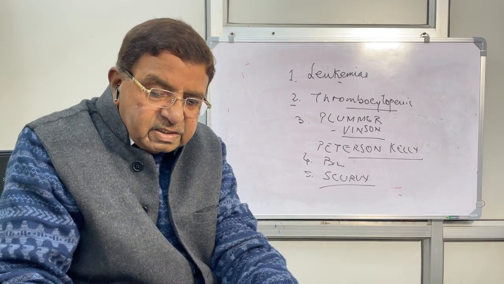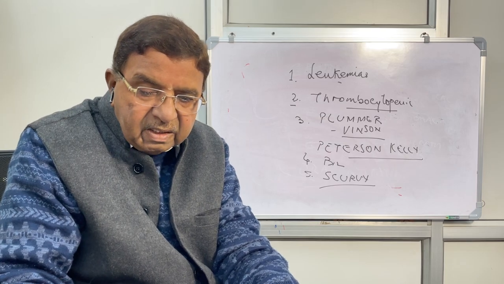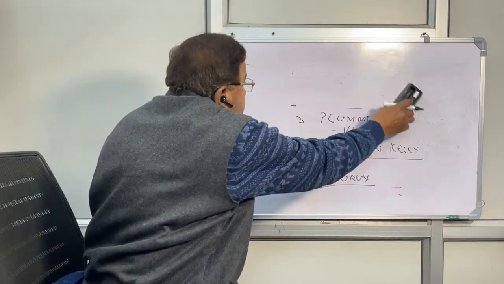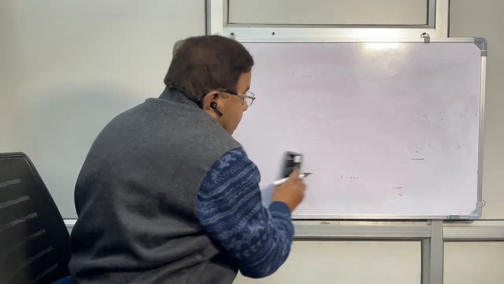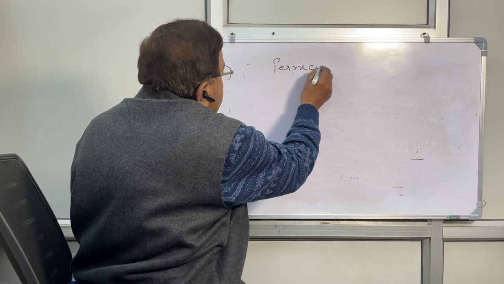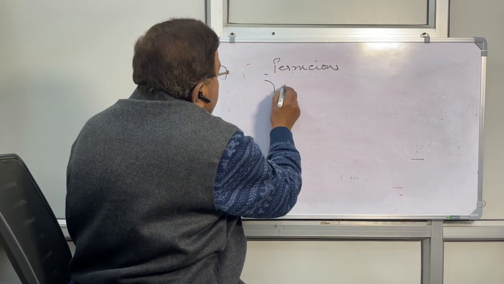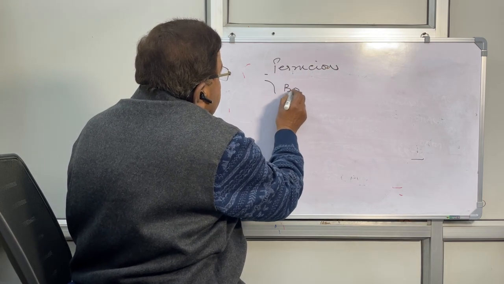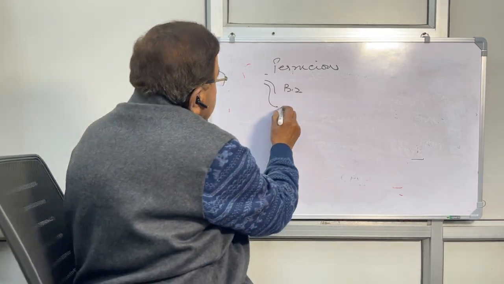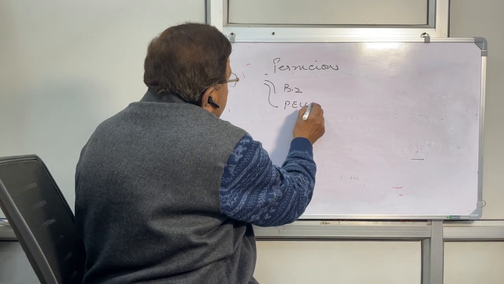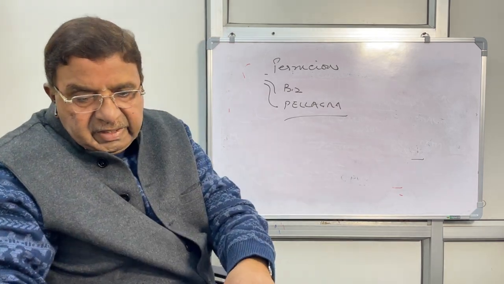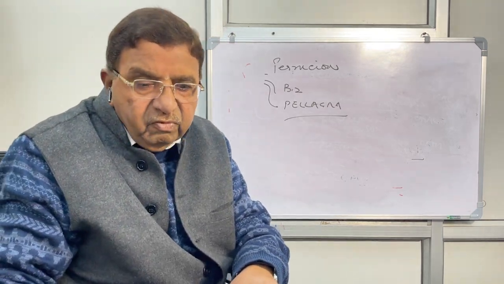Then sixth is pernicious anemia, iron deficiency anemia, and pellagra. These all lead to pernicious anemia, then B12 deficiency anemia, and pellagra, nicotinic acid deficiency. These also lead to ulcerations and a bald tongue due to loss of papillae.